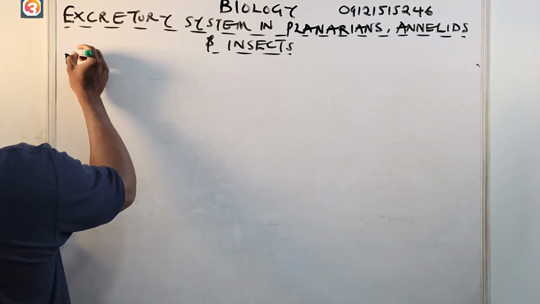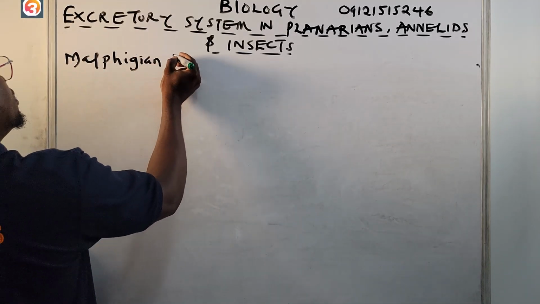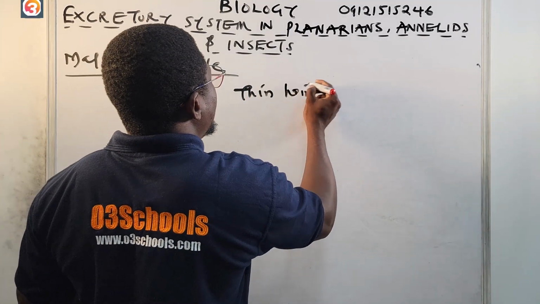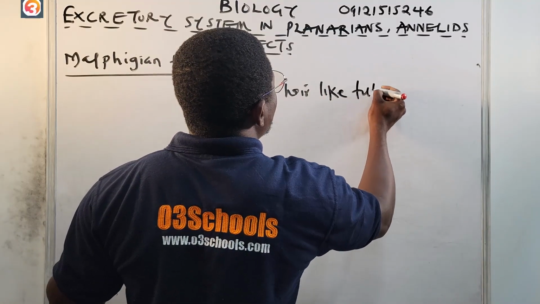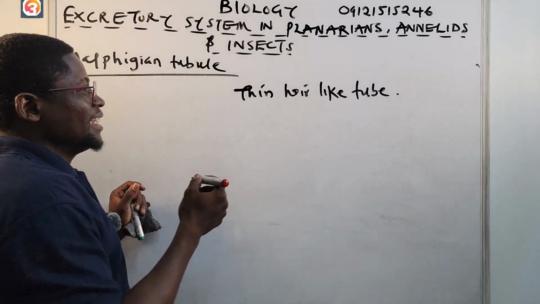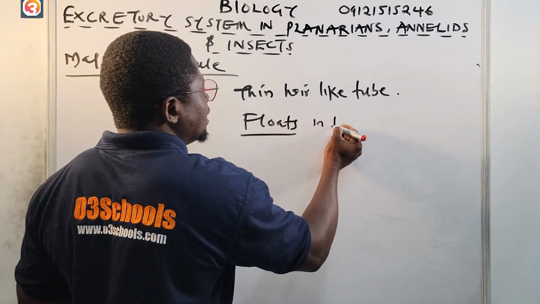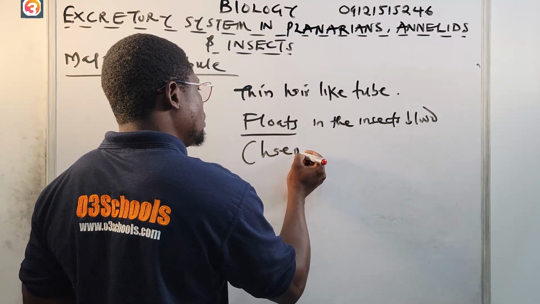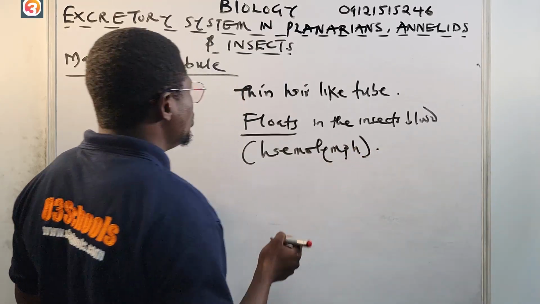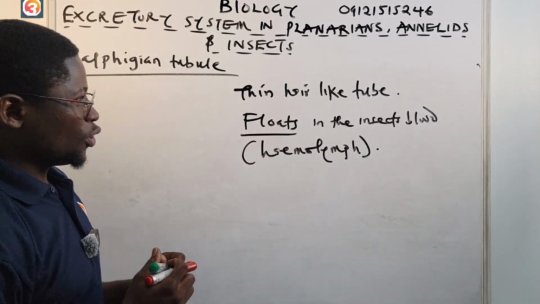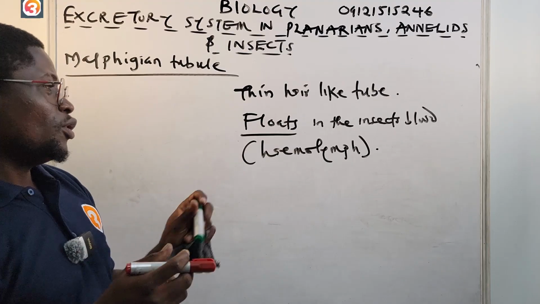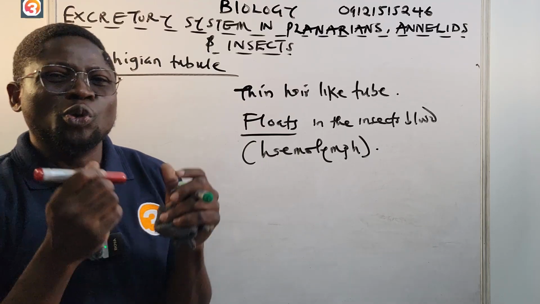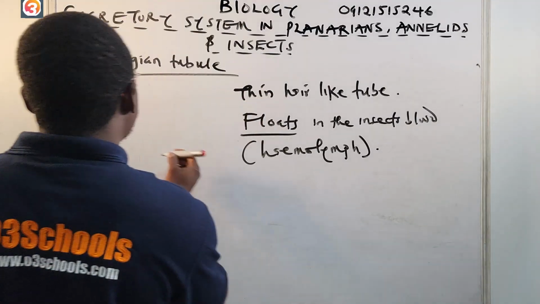So talk about the Malpighian tubule. This Malpighian tubule is a thin hair-like tube that floats in the insect's blood, which is called the hemolymph. These Malpighian tubules are thin hair-like tubes that float in the insect blood, called the hemolymph. Basically, they absorb uric acid.